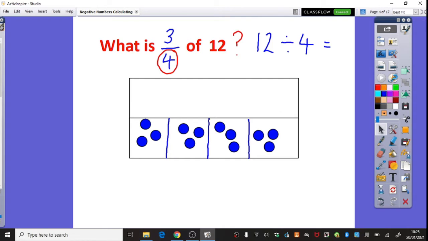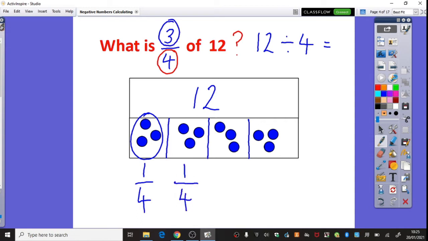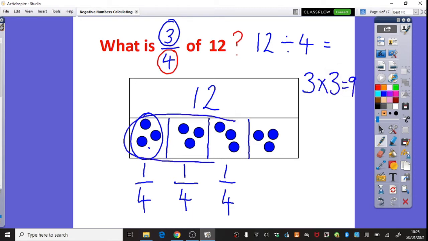And so what we can see here is in one of our quarters of 12, we've got 3. But we're not looking for 1/4, we're actually looking for 3/4. So we need 3 lots of 1/4. So we're going to take our 3 that we've got here, and we're going to need to multiply it by 3, which gives us 9. And we can see this here, 3/4, 1, 2, 3/4, makes altogether 9.